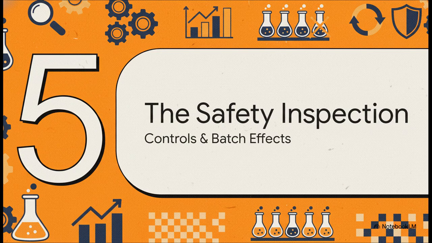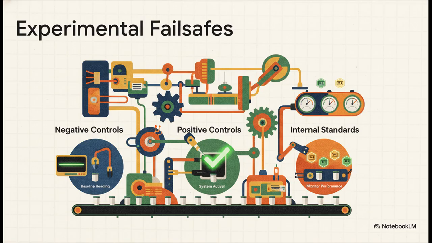All right, foundation's in. Solid. Now it's time for the safety and quality inspections. In an experiment, this means using controls to double-check your work and managing something called batch effects to ensure everything is consistent throughout the entire build. These are basically your safety nets, your fail-safes. Your negative control is your baseline. It's what happens when you do nothing at all. The positive control is your system check. Does the experiment even work when it's supposed to work? And then internal standards are like these tiny little monitors you put in every single sample to make sure the machinery is running consistently from start to finish.